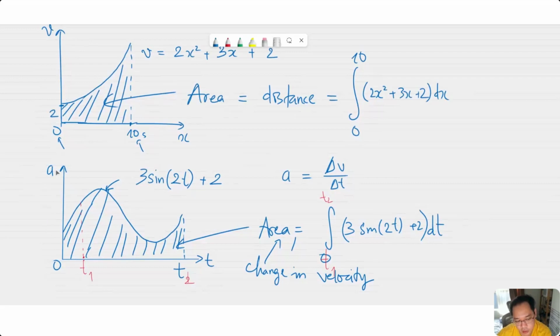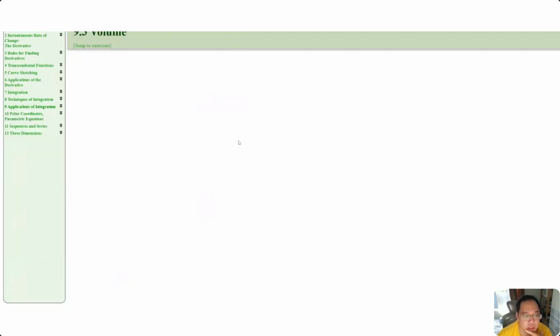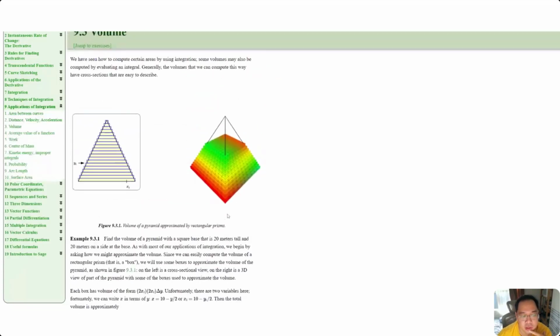Another example: the vertical axis is acceleration, the horizontal axis is time, and the product of acceleration and time is the change in velocity. Volume. Similarly, we can calculate the volume of an object.